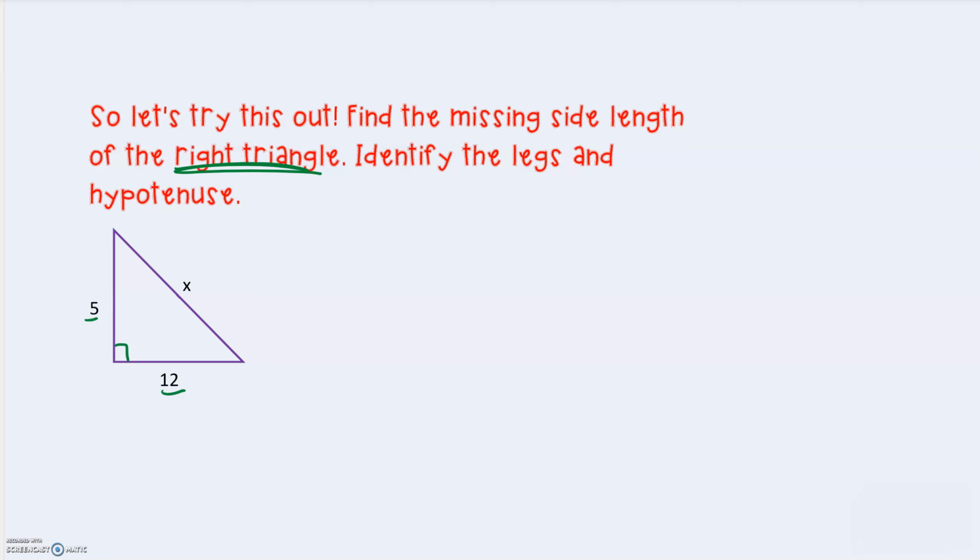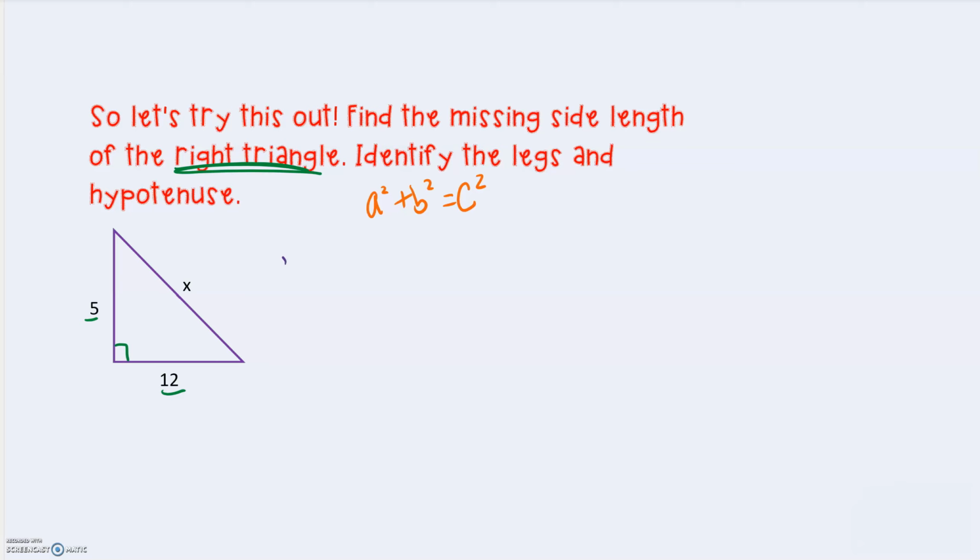So now, remember, we have to use the formula a squared plus b squared equals c squared. That's the Pythagorean theorem. And c is always the hypotenuse. Always, always, always. It doesn't change. But a and b, they have a little bit more variation to them.